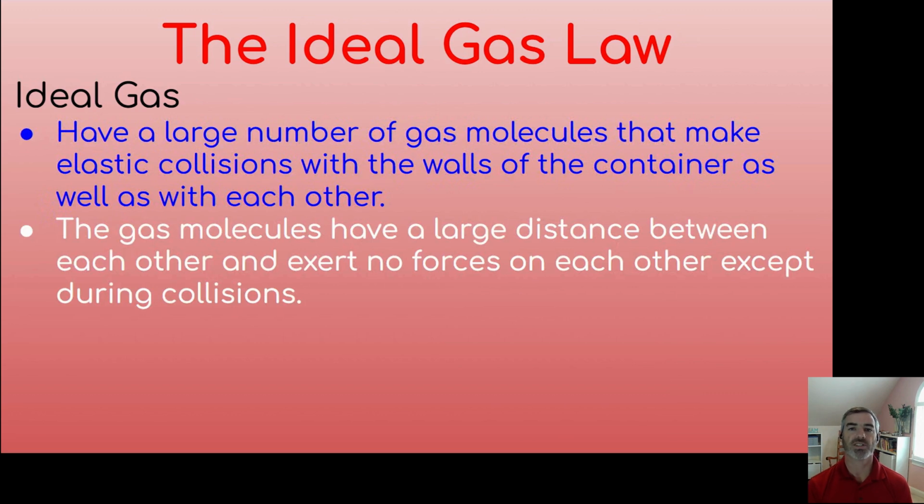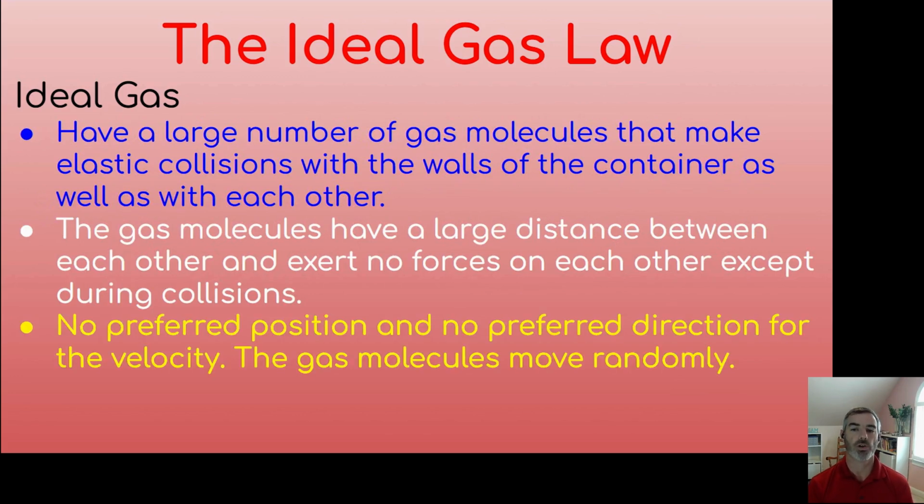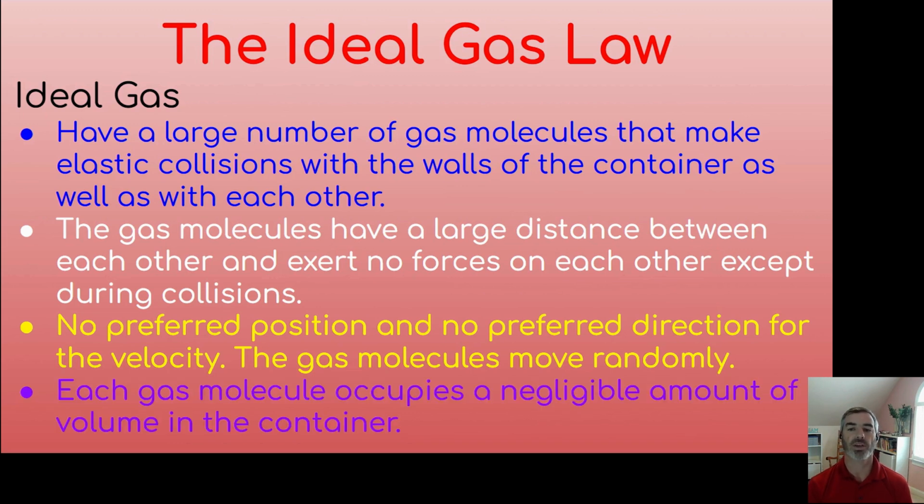And there's a large distance between the gas molecules and they exert no forces on each other except during those collisions. There's no preferred position or no preferred direction for the velocity. The gas molecules just move randomly about in the container. And finally, each gas molecule occupies a negligible amount of volume in the container. So basically, no space taken up inside the container. So we say that an ideal gas has zero volume.